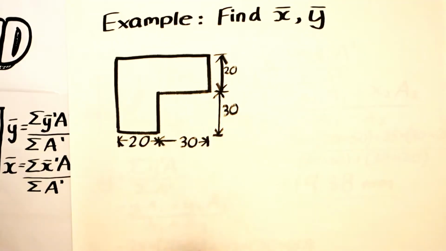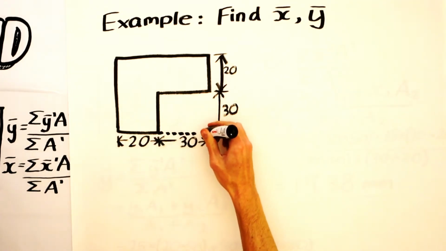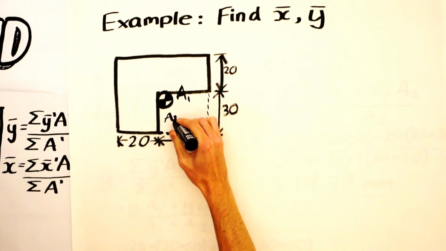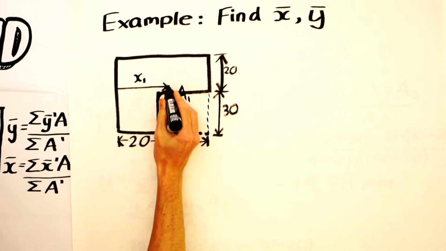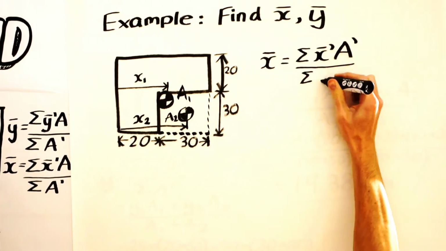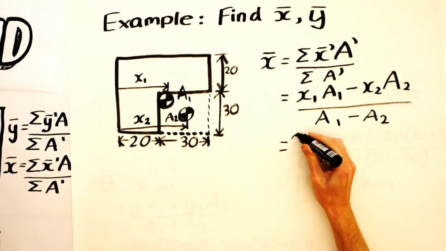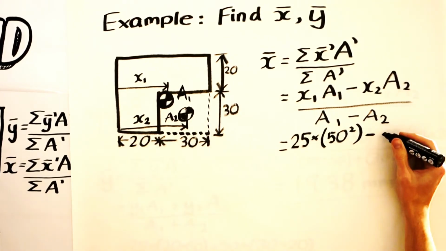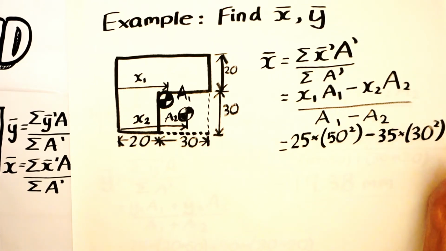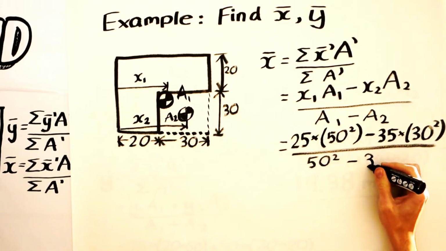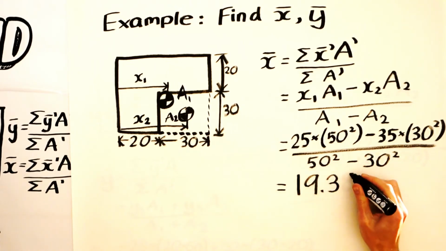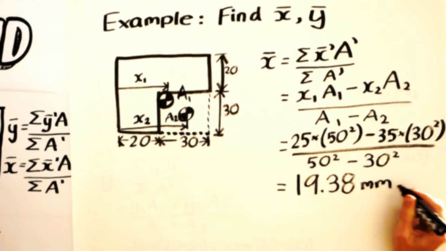This time, instead of using rectangles, let's say that this shape is made out of a big square A1 and a smaller square A2, with the centroids as shown. Now we use the same equation that we did before for x, and this time x1 is 25, a1 is 50 square millimeters, x2 is 35 and a2 is 30 square millimeters. And now when we put it into the calculator, if I'm right, this should give us the same answer as before. And it does, 19.38 millimeters.